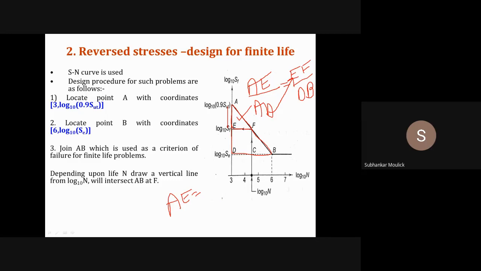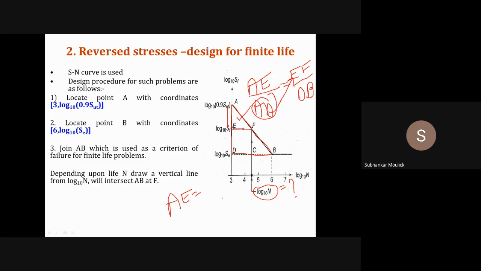What is AD? AD will be log base 10 of 0.9 times SUT minus log base 10 SE. What is EF? EF will be this particular value, log base 10 N, which will be given to you in the problem, minus 3. Why am I subtracting 3? Because the graph is starting from 0. Here I am drawing the SN diagram from x equals 3, so this will be this value minus 3.